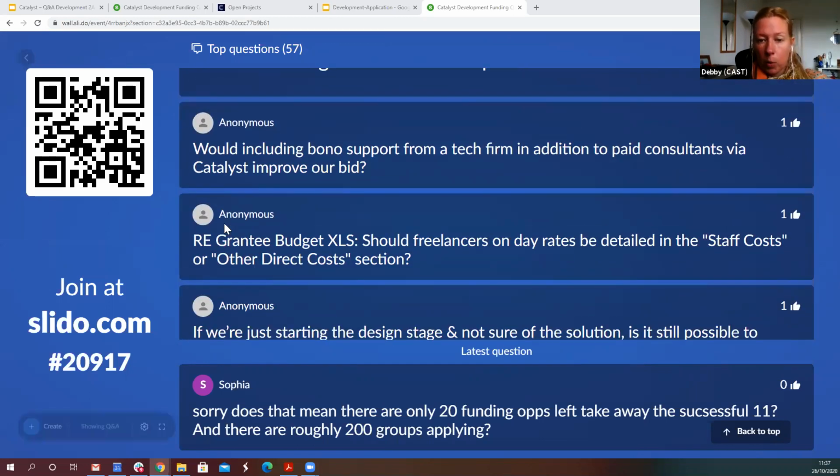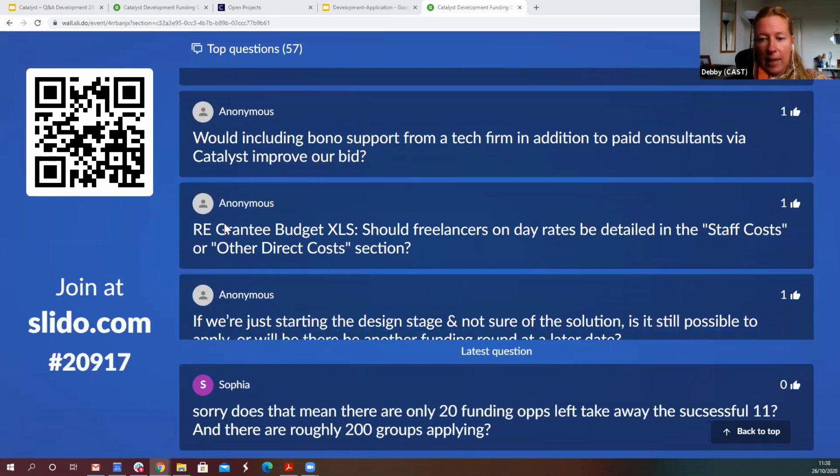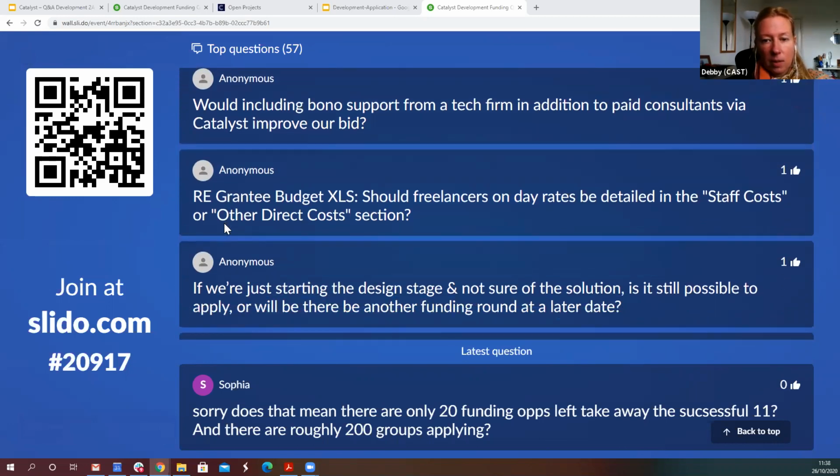Pro bono support question, interesting one. I haven't had that before. Would including pro bono support from a tech firm in addition to paid consultants improve our bids? I think it's great if you have pro bono support, as it might mean you can achieve more in the 10 weeks if that ramps up your capacity. So yes, absolutely, include that and mention it in your application.